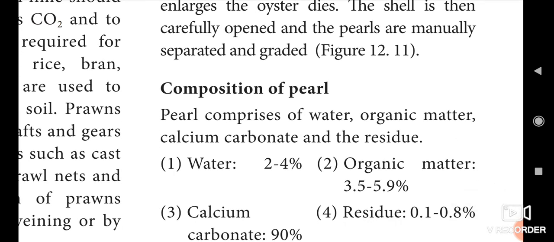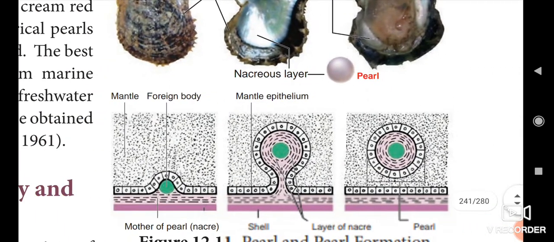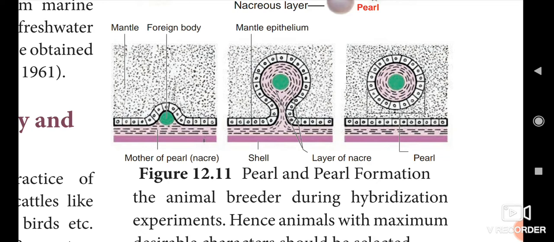See figure 12.11. See here, first the foreign particle that entered into the oyster. When the foreign particle enters, it will secrete one fluid that is called the nacre. Here this is the mantle, this is the foreign body that entered into the oyster. This is the mother of pearl. That is called the nacre, it will secrete it. Then the mantle epithelium will be formed through the cell.